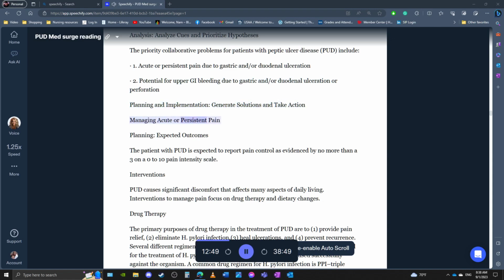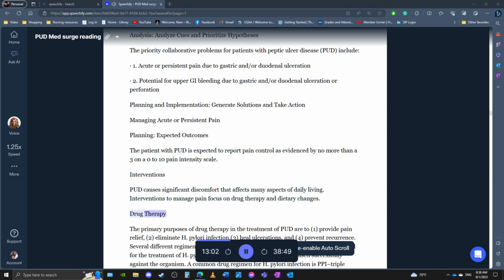Managing acute or persistent pain. Planning expected outcomes. The patient with PUD is expected to report pain control as evidenced by no more than a 3 on a 0 to 10 pain intensity scale. Interventions. PUD causes significant discomfort that affects many aspects of daily living. Interventions to manage pain focus on drug therapy and dietary changes.